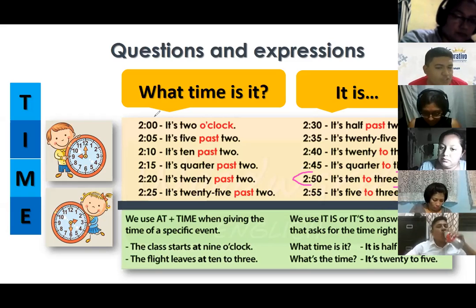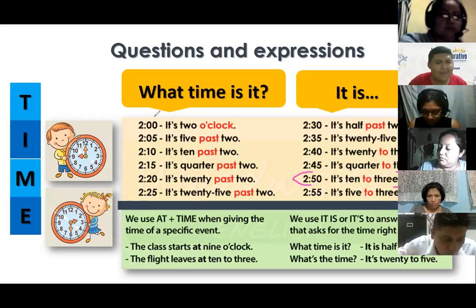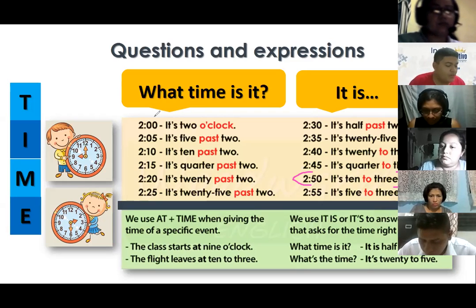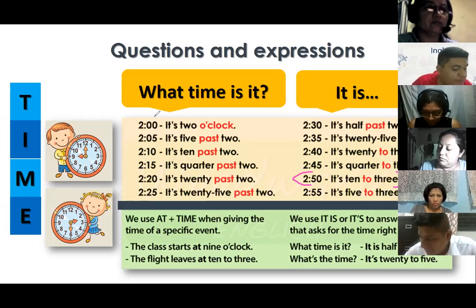Okay? Just to give you an idea. Solo para darle una idea más clara. Okay? Clearer. Nice. Super.